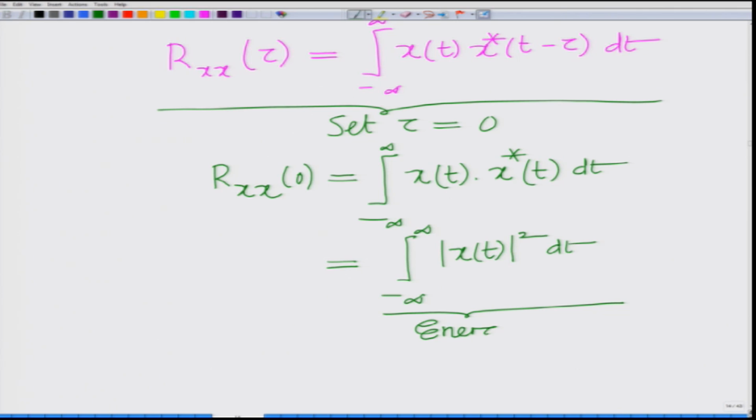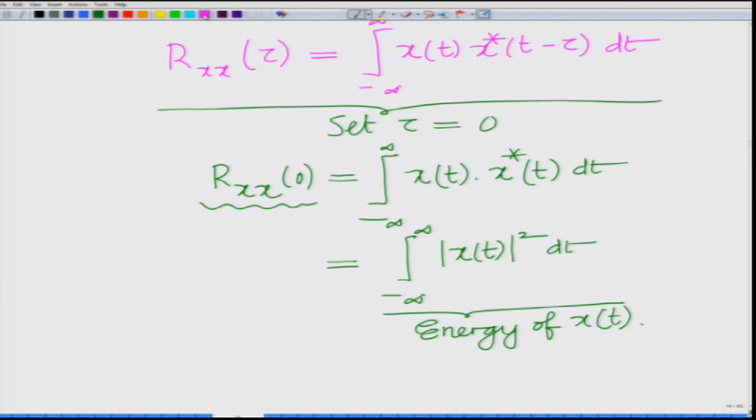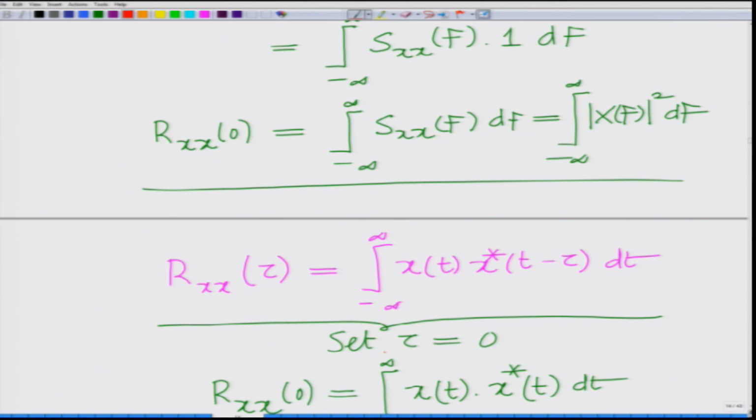Look at this: this is the integral from minus infinity to infinity of magnitude x(t) squared dt, which is nothing but the energy of the signal x(t). Therefore, Rxx(0) is the energy of the signal. And from here we have Rxx(0) is basically the integral from minus infinity to infinity of magnitude X(f) squared df.